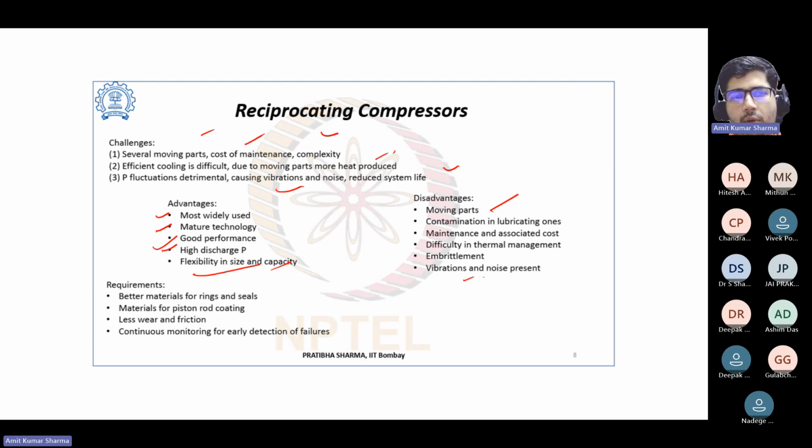So to have a good compression, we need better materials for rings and seals, better materials for the piston, less wear and friction, and continuous monitoring for early detection of failure.